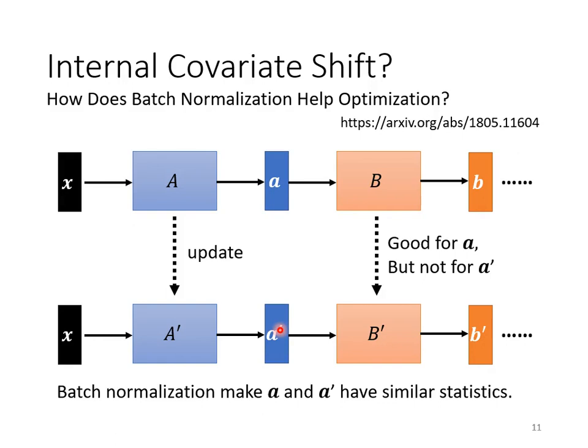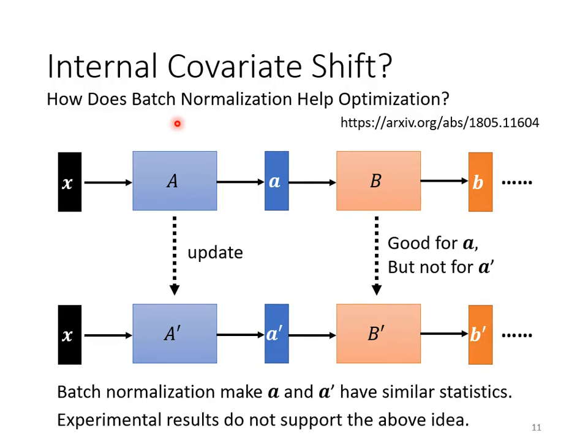So if we do batch normalization, because we do normalization every time, we will let A and A prime have similar distributions. Maybe this will be helpful for training. But there is a paper called How Does Batch Normalization Help Optimization? which gives a slap in the face to this internal covariate shift concept.